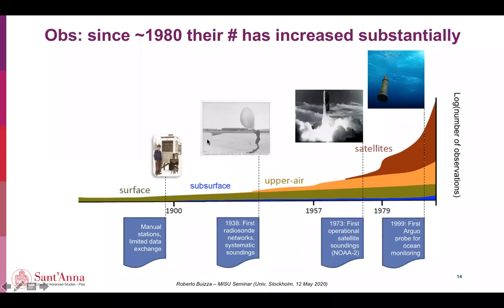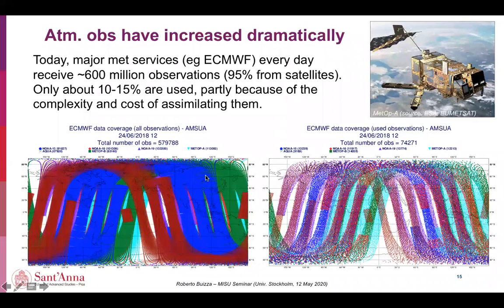Well, for the atmosphere, we are in a pretty good state, I would say. Since the satellite era, we now have very many observations coming into our systems daily. Indeed, 95% of the observations used today to generate the initial conditions come from satellite.